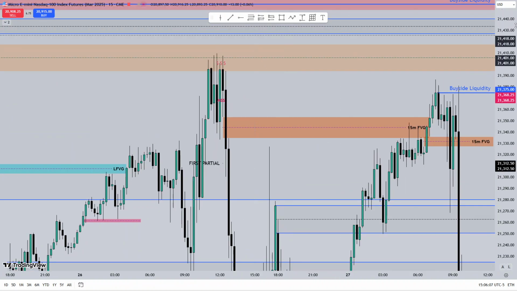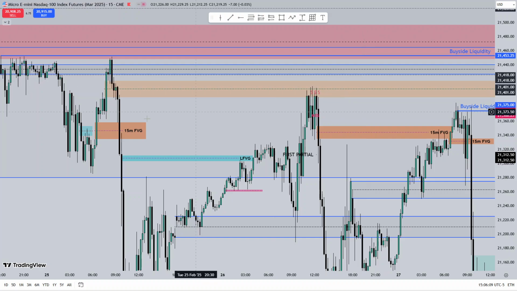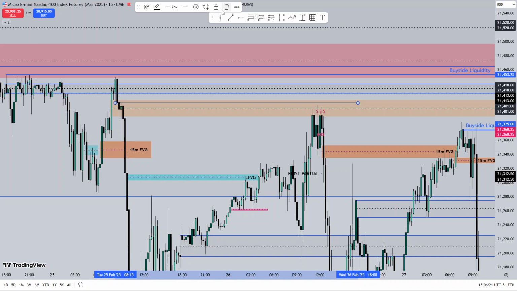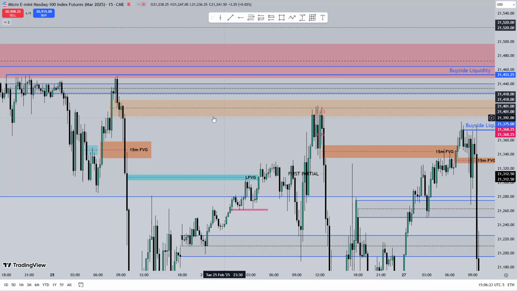After that there is an inversion fair value gap over here, and we can consider this as an order block. Let me show this as an order block, but market didn't tap into the order block. Market simply traded the inversion fair value gap, and also traded and respected the 50% of this inversion fair value gap.